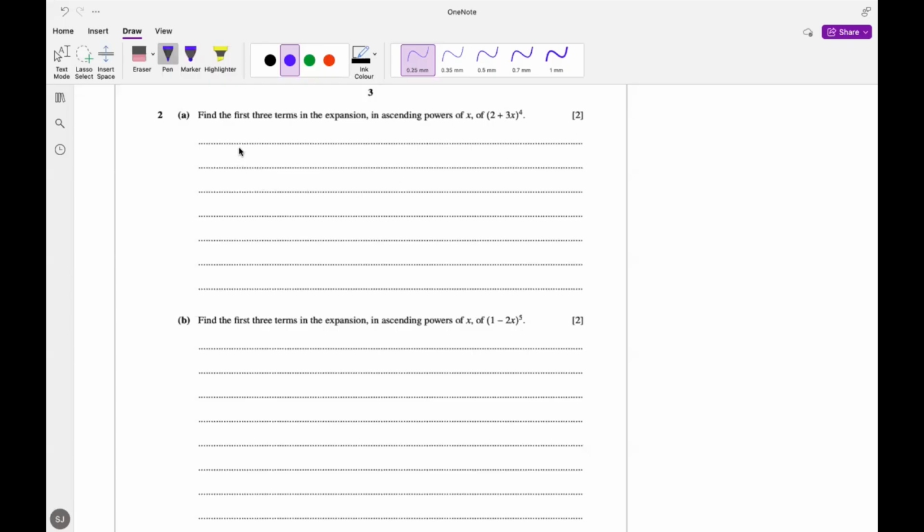In question 2, part A, we have to find the first three terms in the expansion in ascending powers of x of (2 + 3x)^4. Now, the expansion formula for (a + b)^n is a^n + nC1 a^(n-1) b^1 + nC2 a^(n-2) b^2. As we're looking for just the first three terms, these will be the first three terms.